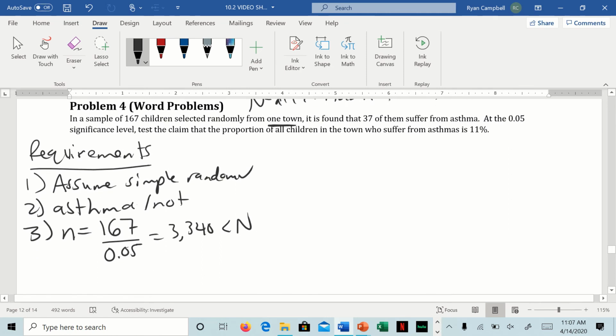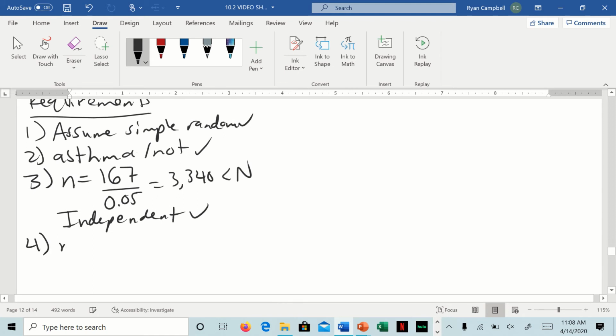But either way, remember the other definition was that it was independent. Should one kid having asthma affect another kid having asthma? No, right? So regardless, it is independent. And then number 4, we've got to look at our formula.